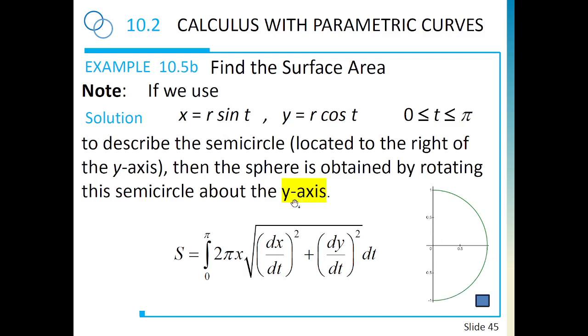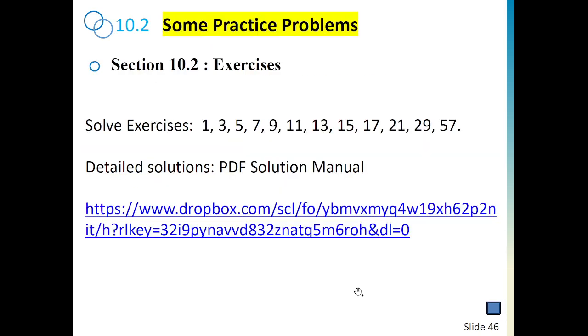So if we rotate about the y-axis, in the formula it's 2 pi x. The radius is x here, right? So that was the idea. And again, this is just to illustrate things. We are not going to focus on these questions because the computation can be quite challenging.